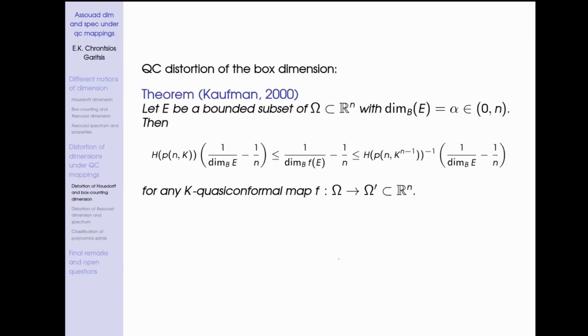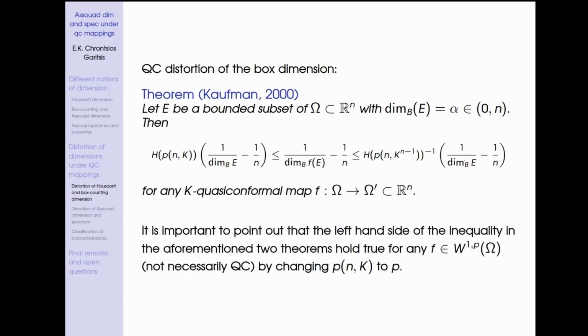So that was the Hausdorff dimension. For the box counting dimension, Kaufman, about 30 years later, showed that for a bounded subset of omega, again, the exact same inequality holds true, replacing the Hausdorff by the box dimension. And that's literally the only difference from the previous estimate. Now, it's important to point out that both of these results, if we replace p and K by p, actually hold true for any Sobolev map in W1p, not necessarily quasiconformal.